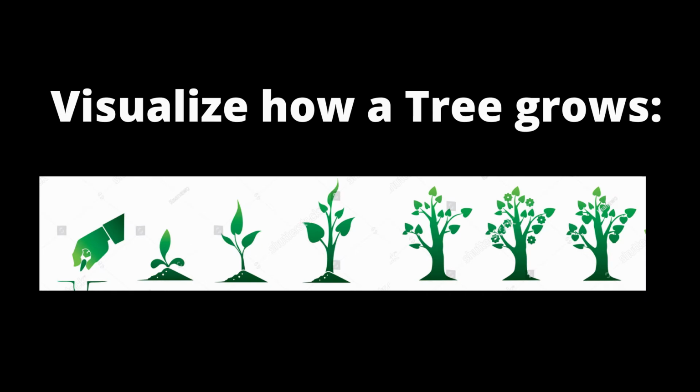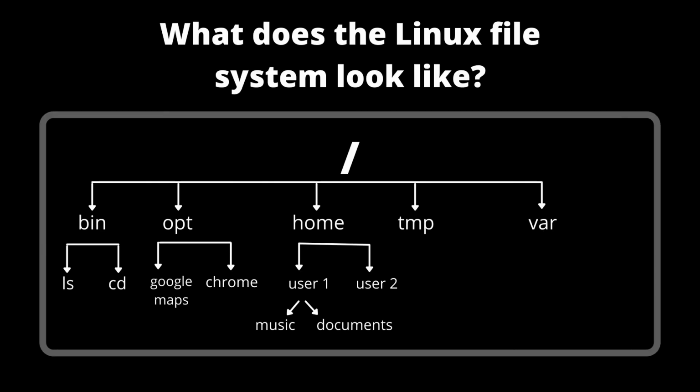I want you to visualize how a tree grows. It begins with a seed, then it grows into a sapling, and as it grows the stem shoots up, and as it grows it gets bigger. It starts growing leaves and branches away from the trunk. All these leaves and branches emerge from the trunk. One might ask, why are we even talking about trees in a Linux tutorial? Because the Linux file system also has a tree-like structure.